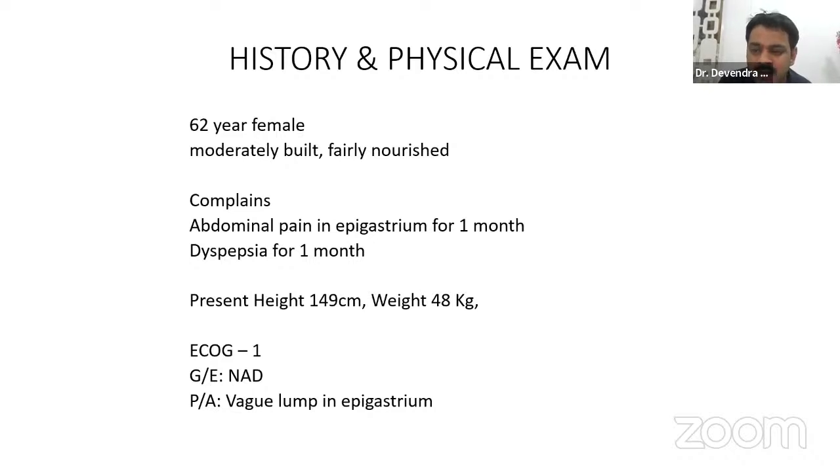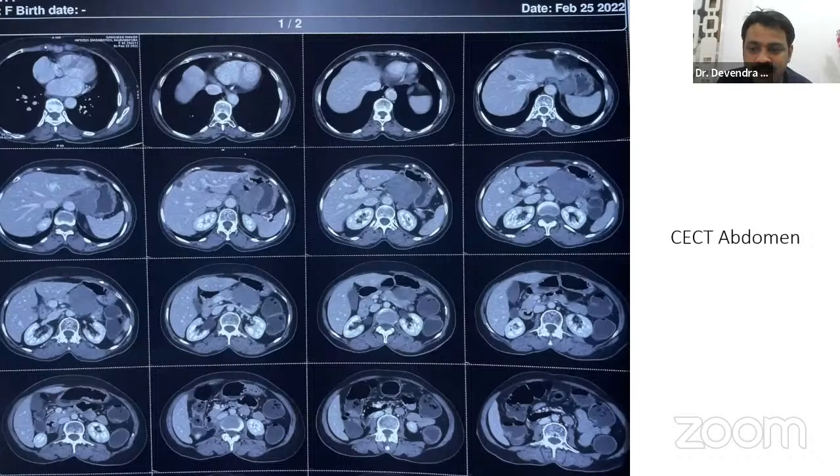What is the differential diagnosis whenever such presentation is there? Abdominal pain with lump in epigastrium. It will be very vague. Let us straight away go for imaging, in the interest of time. Yes, sir. We have CT scan.